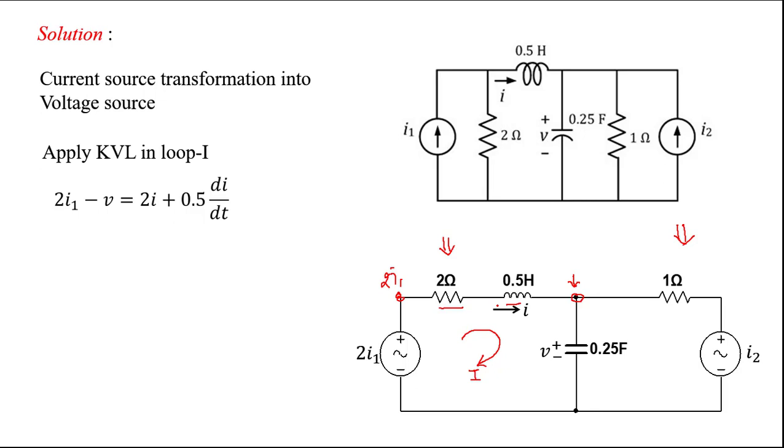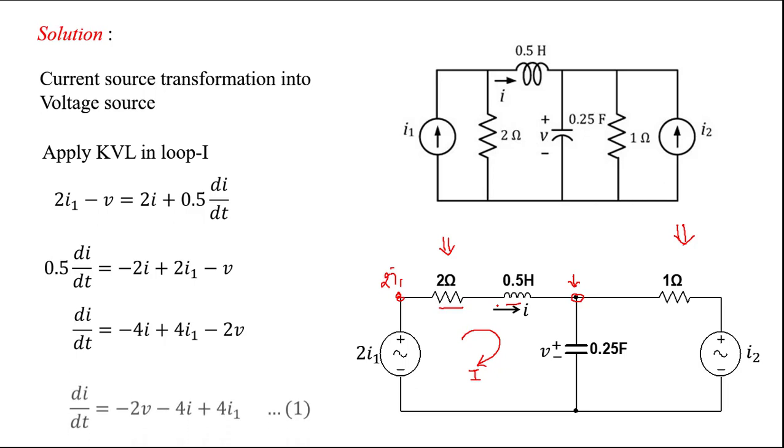So this is the KVL equation. Rearrange the terms and divide by 0.5. You will get equation number 1, which is di/dt equals minus 2V minus 4I plus 4I1.